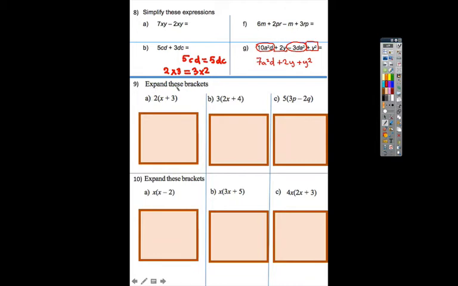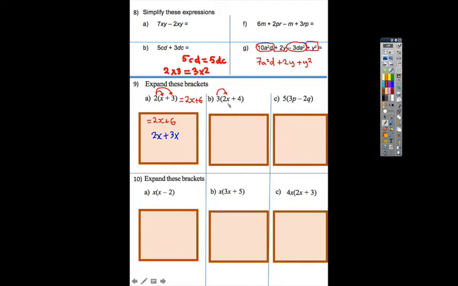Okay, question 9, expand these brackets. Really easy. Remember there's going to be a times before the bracket. So we do 2 times x, which is equal to 2x, and 2 times 3, which is equal to plus 6. Now, common mistake some students make, they say 2 times x is 2x plus 3, which is completely wrong. So the answer that we're looking for is 2x plus 6. We got rid of the bracket, hence we've expanded it.